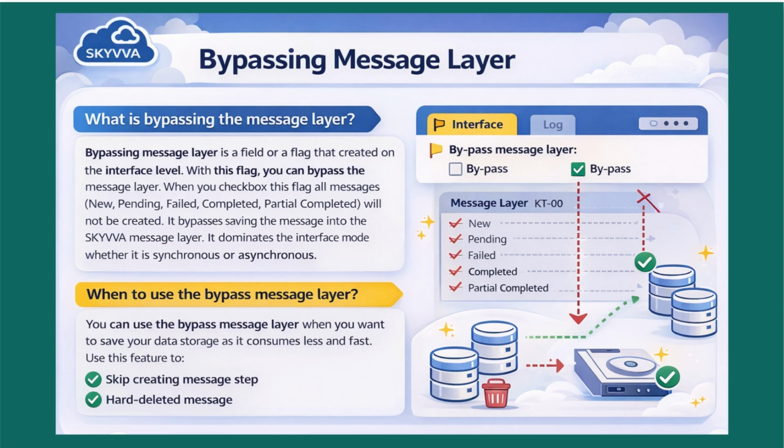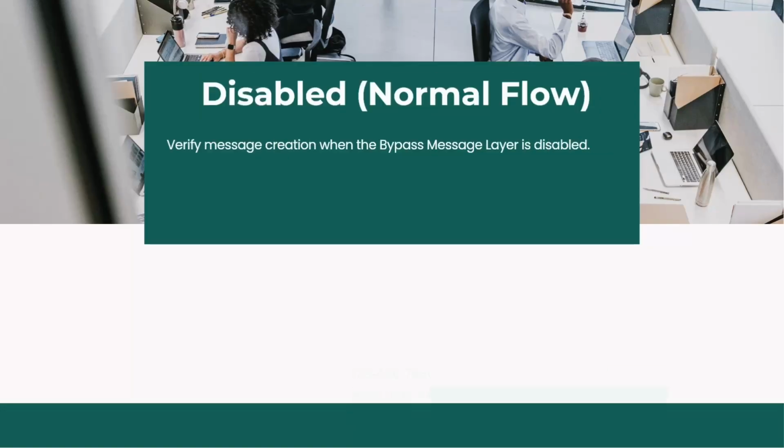So, let's go to the demo. Disabled normal flow. Verify message creation when the bypass message layer is disabled.